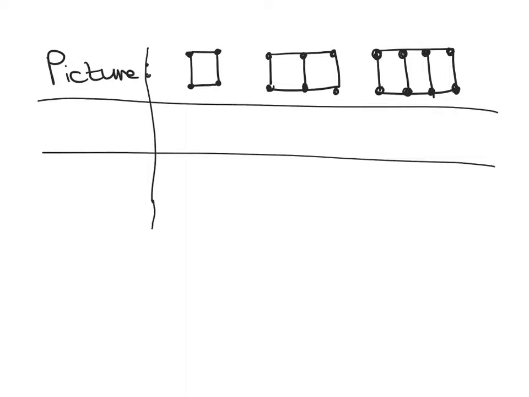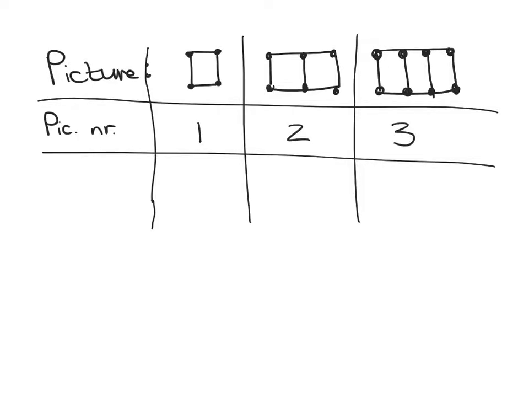The first thing that's always in a table is the position of the term in the sequence. So I'm just going to call it picture number for now, because picture number would say which number picture is it, how manyth in the sequence is it. So I'll have picture number, this is picture 1, that's picture 2, that's picture 3. Easy.